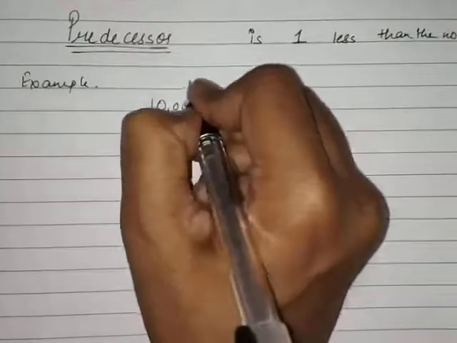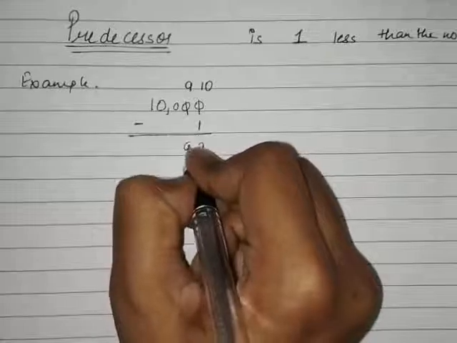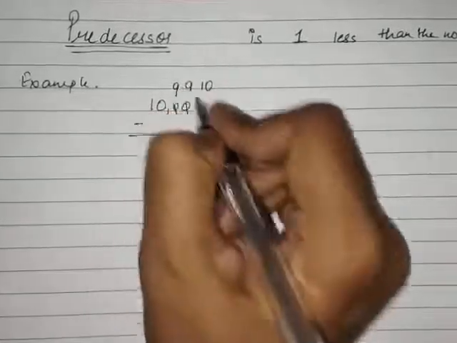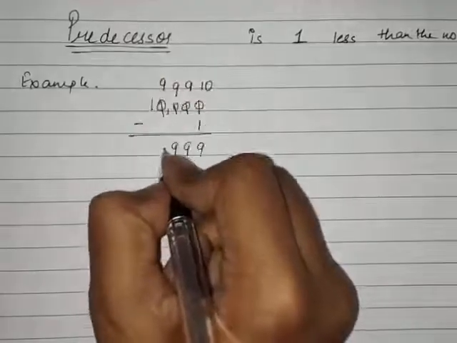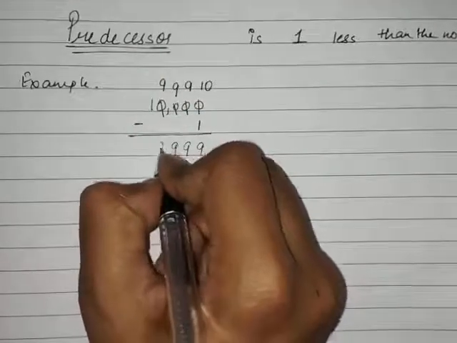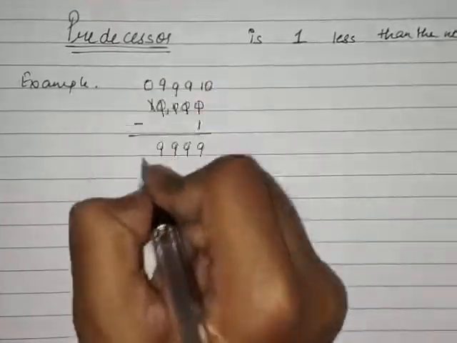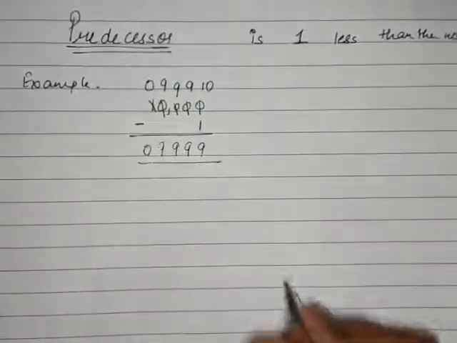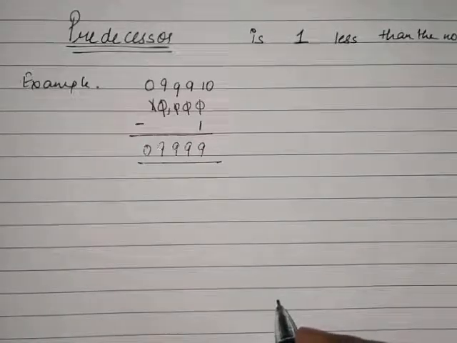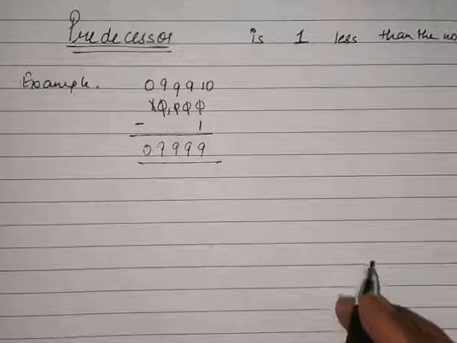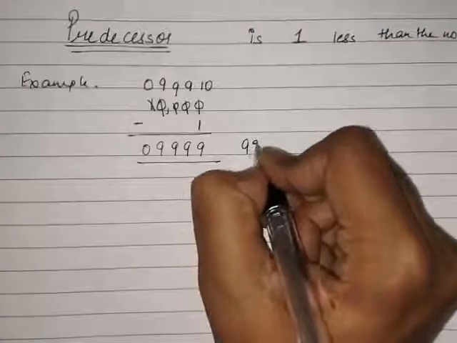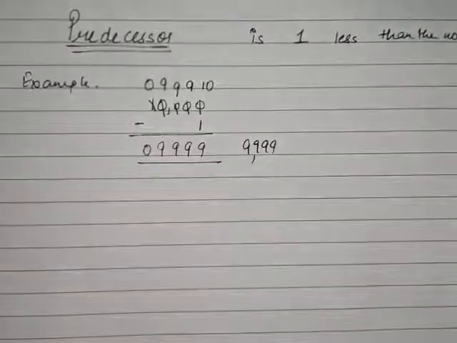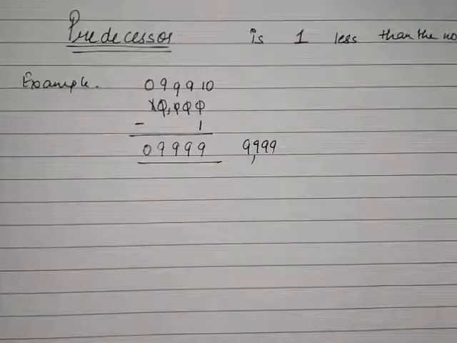See, 10 minus 1, 9. As it has given borrow, it becomes 9. 9 minus 0, 9. 8 has given borrow, it becomes 9. 9 minus 0, 9. Then 0. So what number do we get? 9,999. So what is the predecessor of this number? It is 9,999. Okay.